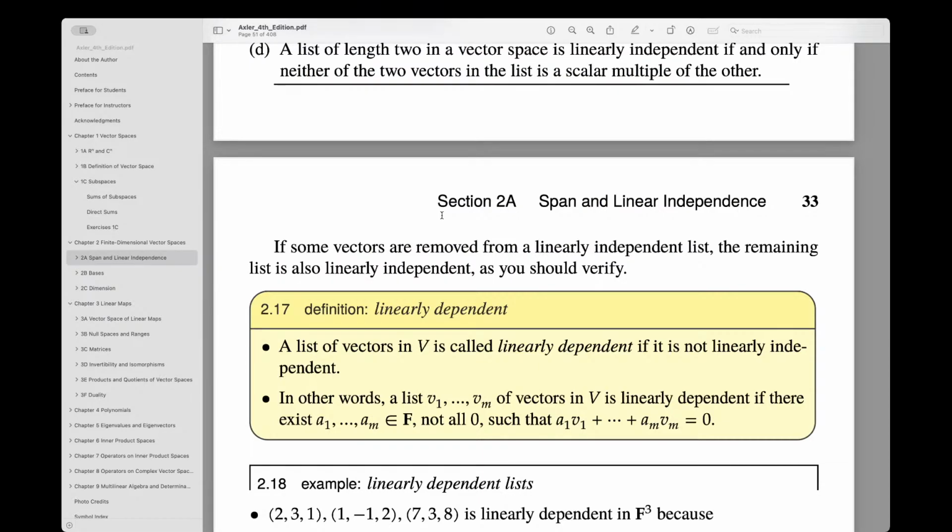For example, say we have R2. If we take (1, 0) and (2, 0), these are certainly linearly dependent. Intuitively, I believe there's a good video on YouTube made by 3Blue1Brown, where he shows that one of them will be scaled onto the other. It's a pretty intuitive notion of that idea.